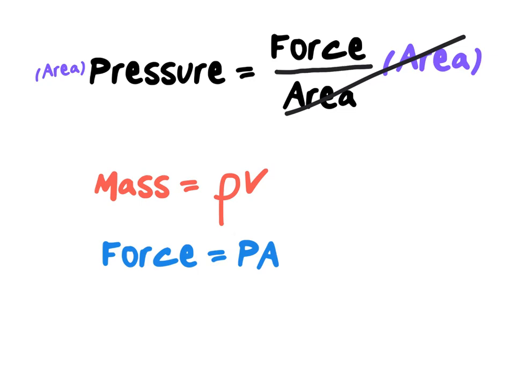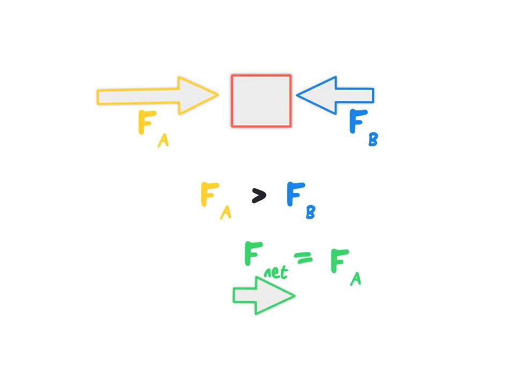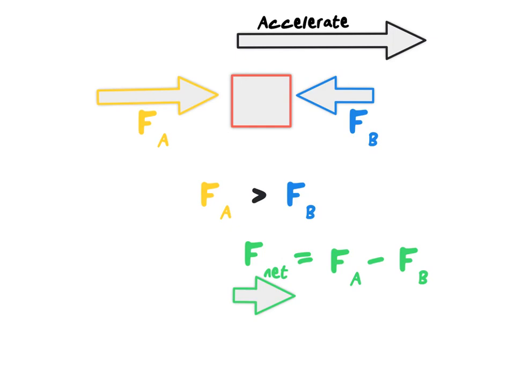Let's go back to forces for a minute and balancing forces. If I have a box with an applied force pushing it to the right and an applied force pushing it to the left, let's label those force A and force B. As you can see how I've drawn it, if force A is greater than force B, then there will be a net force in the same direction as force A. And the value of that net force will be force A minus force B. If there's a net force, then the object, in this case the box, will accelerate to the right. If, however, force A and force B are equal, then the box will remain at rest.